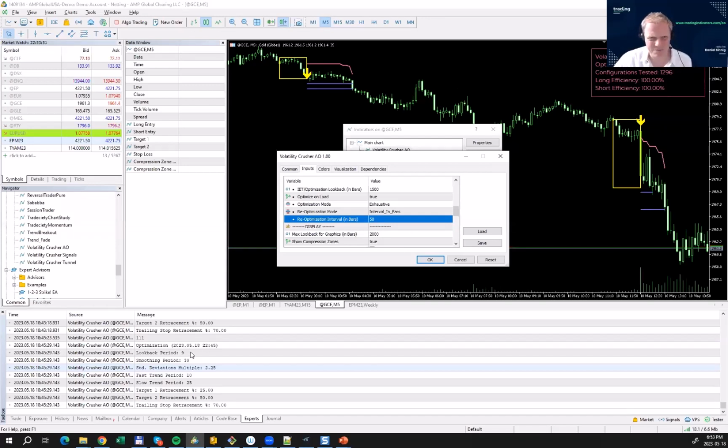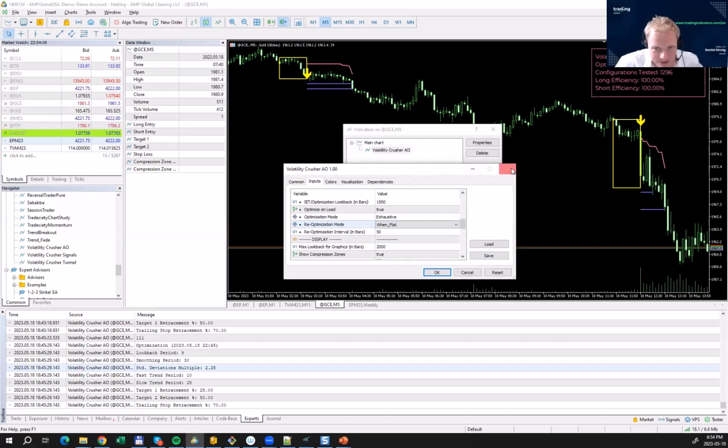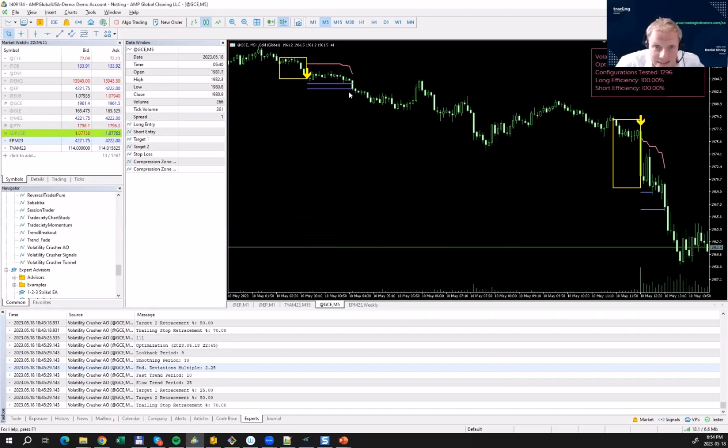And you may say, man, this might not be ideal because maybe my trade signal will just disappear while I'm in a trade. This is why we added a second re-optimization mode, which is called when flat. This basically means, let me give you an example. Whenever the indicator goes flat, in this case, when the second target was hit, it will re-optimize. Basically ensuring that while you're in a trade, if you follow this trade, this signal will always stay there. These targets will always stay there. They will not disappear or change as a result of re-optimization.